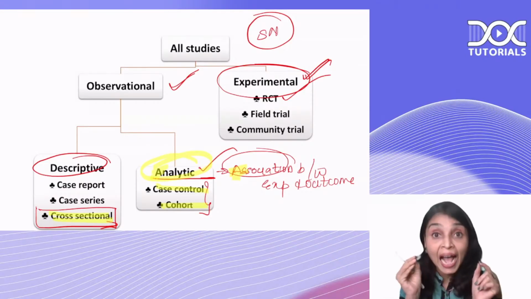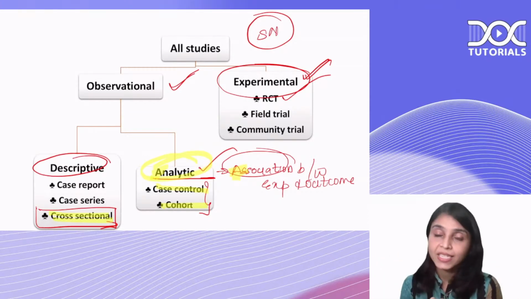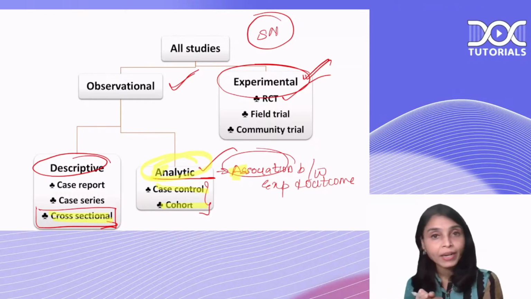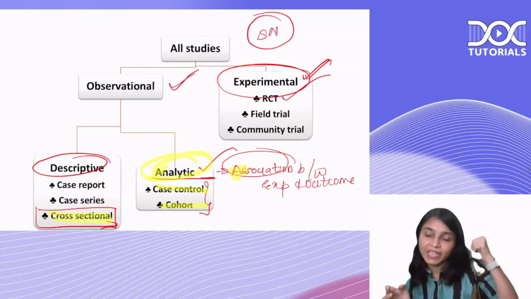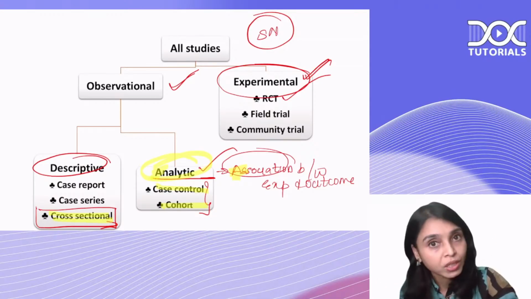In case control, as the name indicates, cases means a group having disease. Control means a group without that particular disease. So you are starting with diseased and non-diseased, and then you are retrospectively assessing their previous exposure.